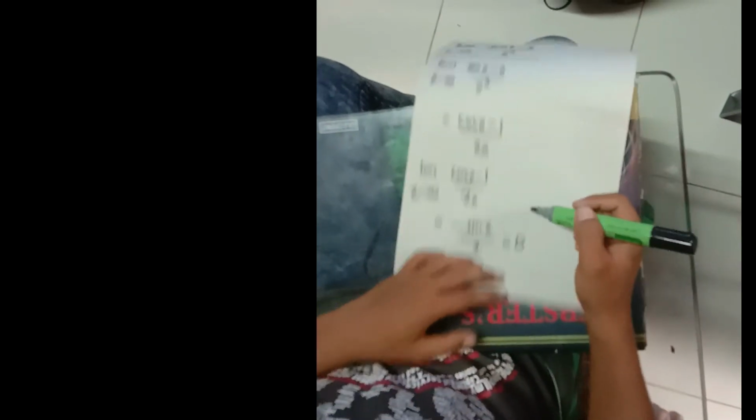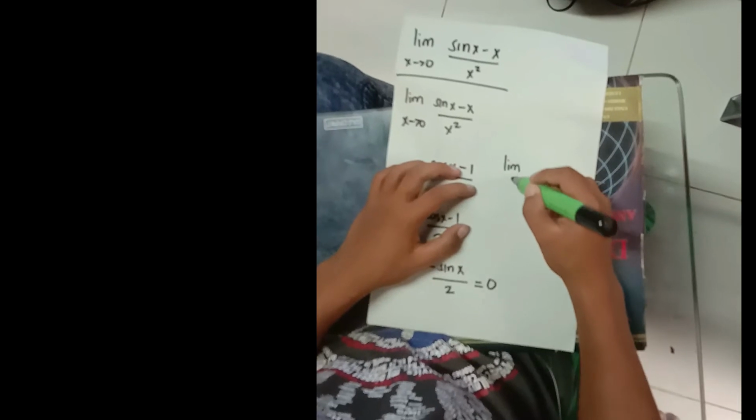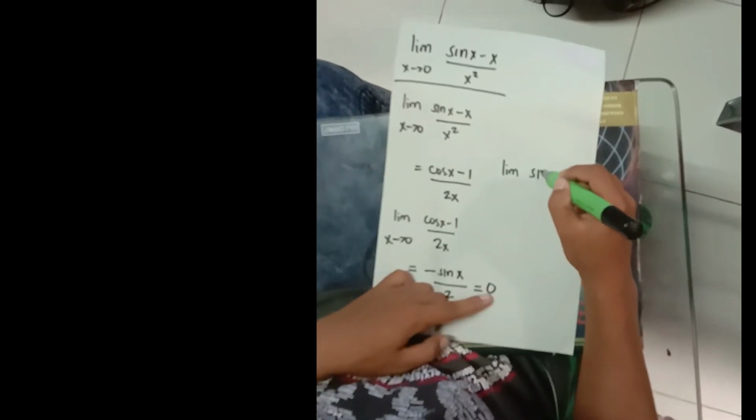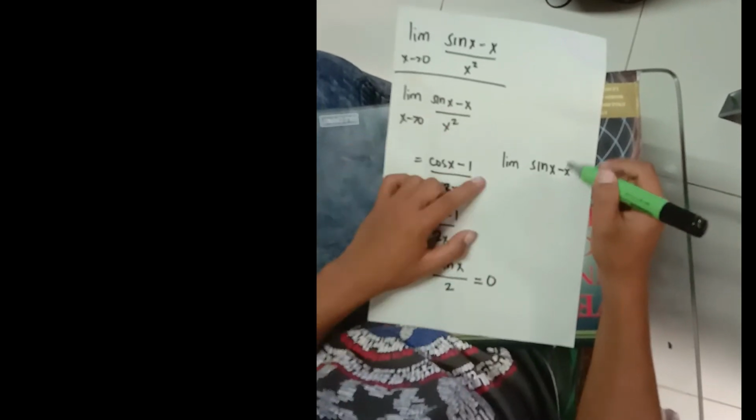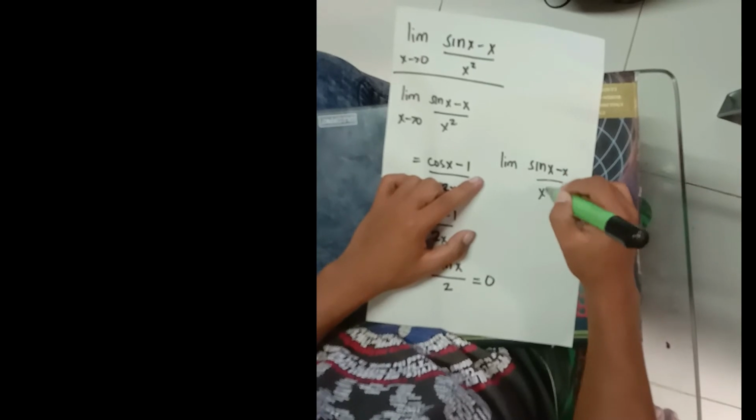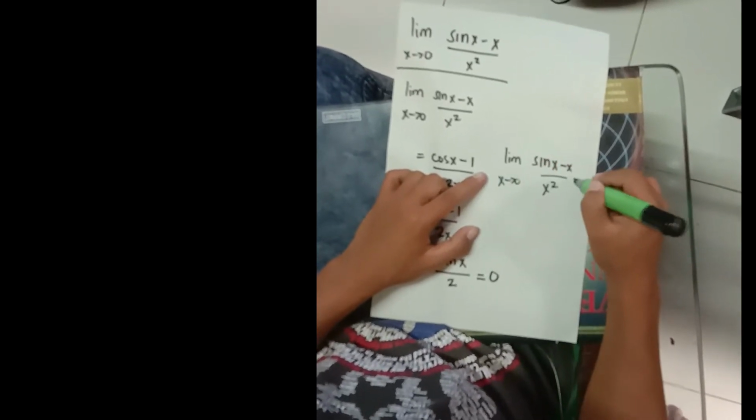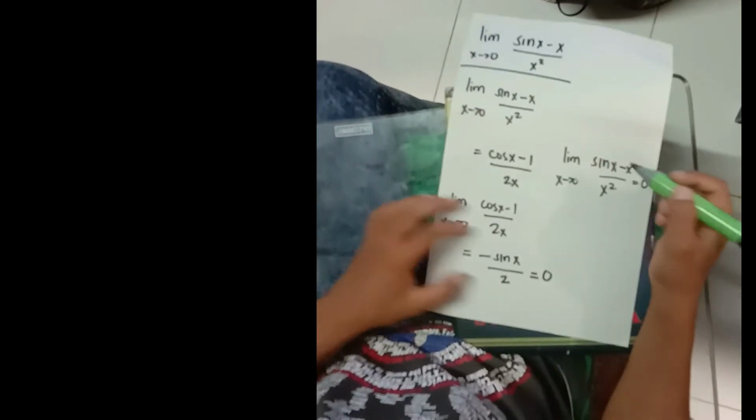So therefore, we conclude that the limit of sin x minus x over x squared as x approaches 0 is equal to 0. So this is the final answer.